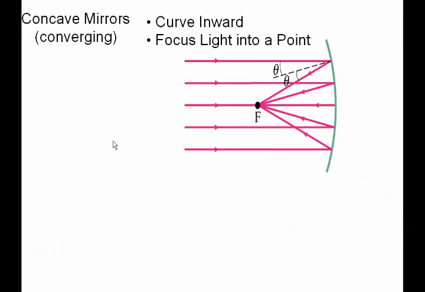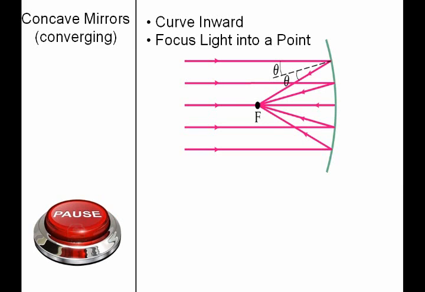The other mirror is the concave mirror. For this one, the mirror curves inwards, and it takes all of these parallel light rays that come in and focus them into the focus point. Pause and copy.